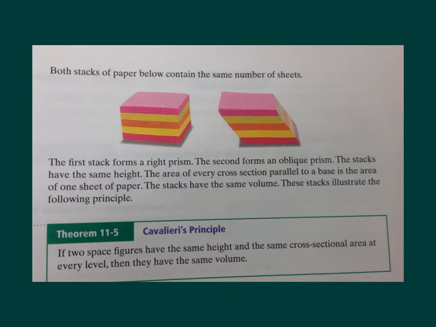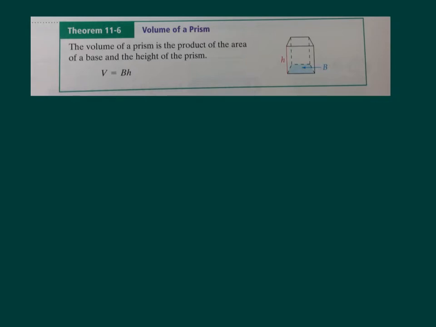Cavalieri's principle states that if two figures have the same height and the same cross-sectional area at every level, then they're going to have the same volume. As you can see, these two stacks of paper will occupy the same amount of space, meaning they're going to have the same volume. So a right prism and an oblique prism are still going to have the same volume. Just multiply the area of the base times the height, which is stated here in Theorem 11-6. Volume of a prism is going to equal area of the base times the height.